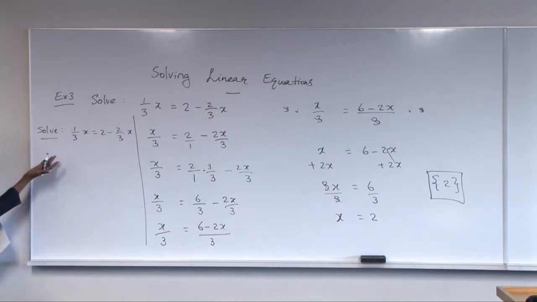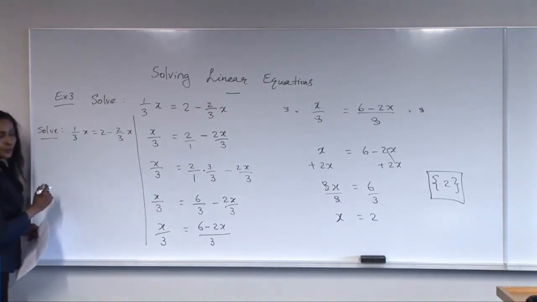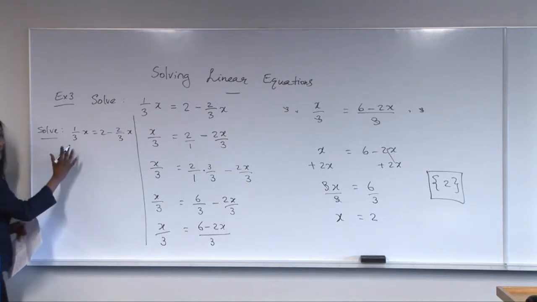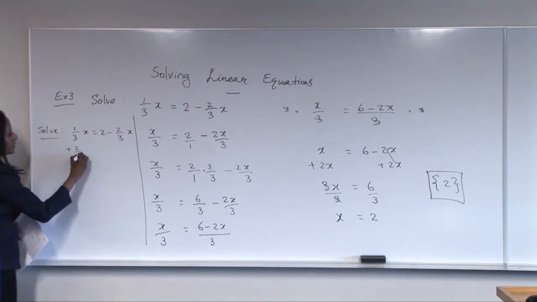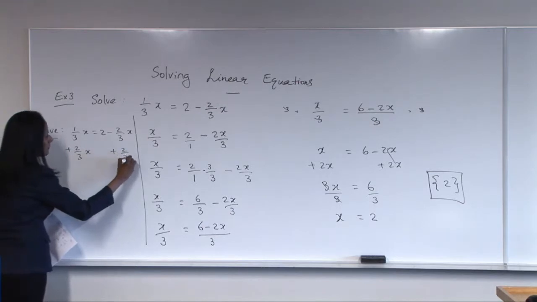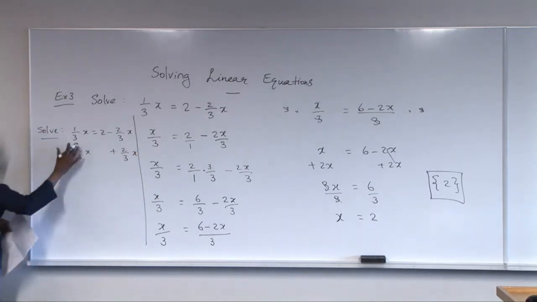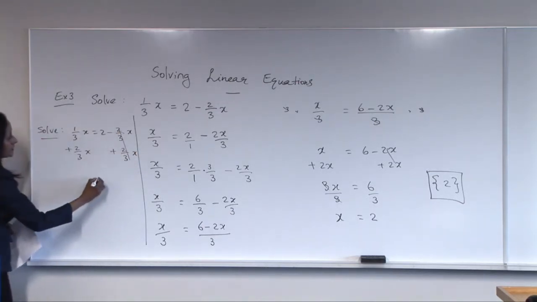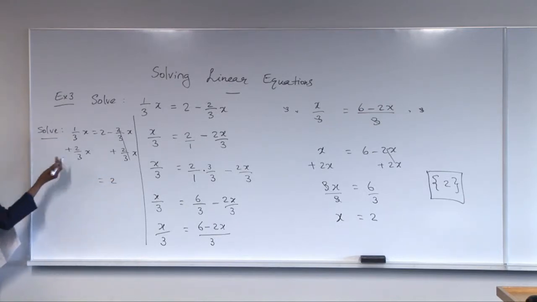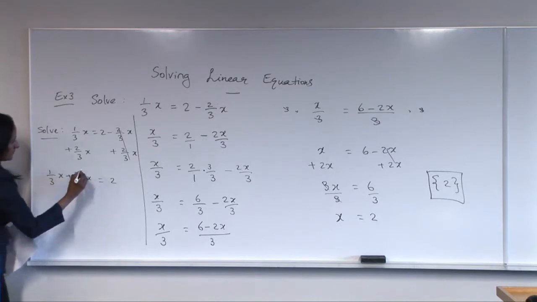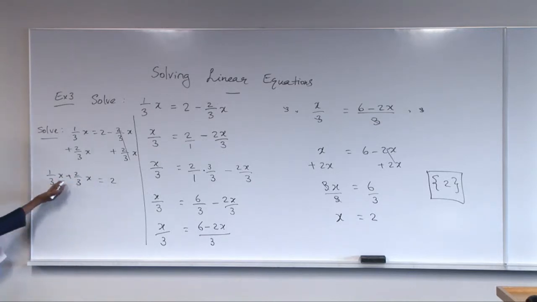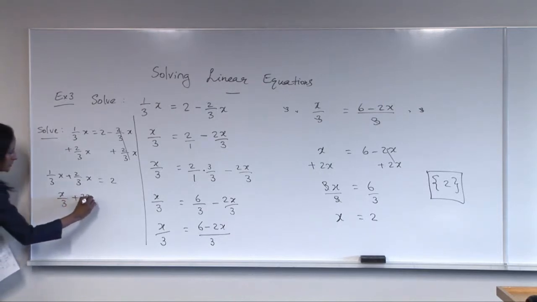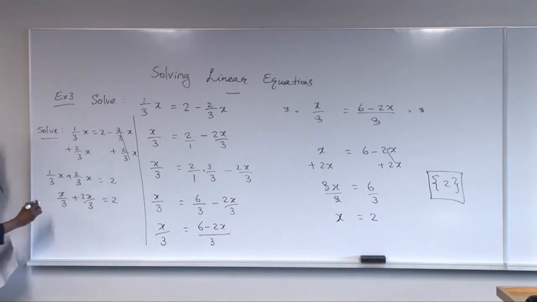So what you do, this is a linear equation in x. x is the variable, and I'm going to combine all of the x's together. So let's add 2/3 x to both sides. Okay, so now these two cancel out. So here we have 2. So 1/3 x plus 2/3 x, what is this? This is x over 3 plus 2x over 3 is equal to 2.